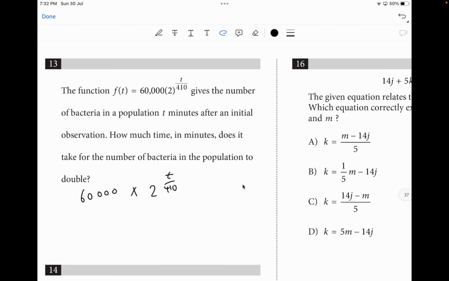So since the exponent of the expression 2 raised to the power of t divided by 410 is t divided by 410, the exponent will increase by 1 only when t increases by 410.